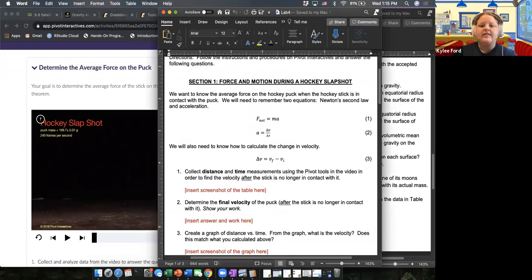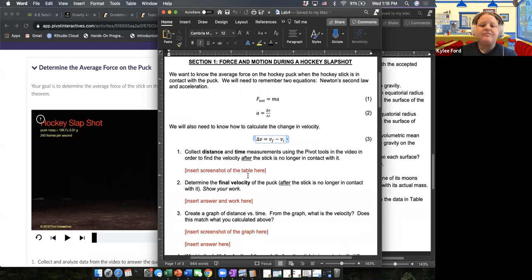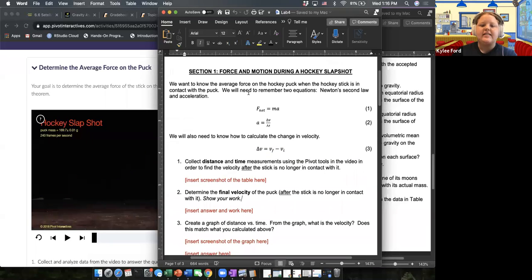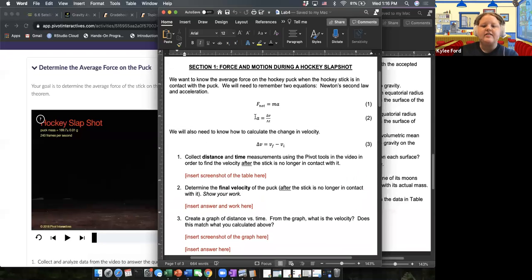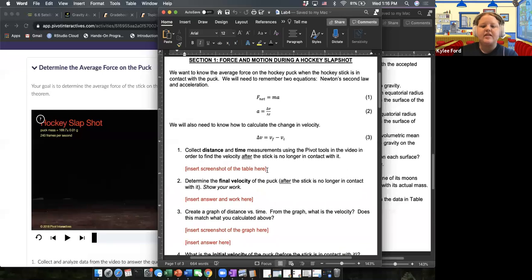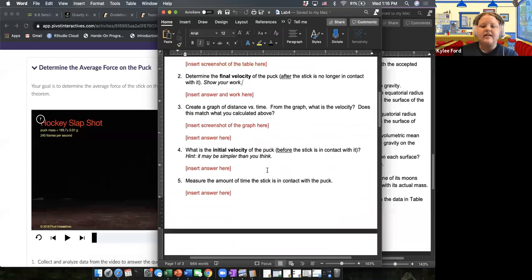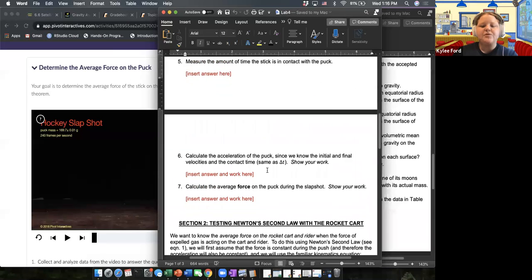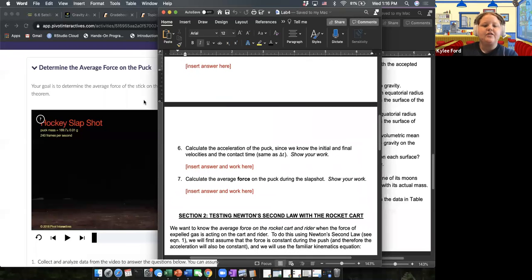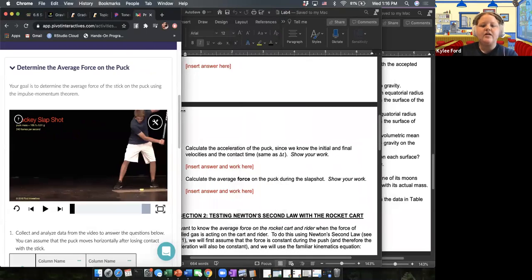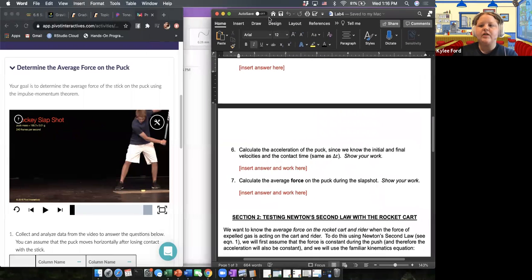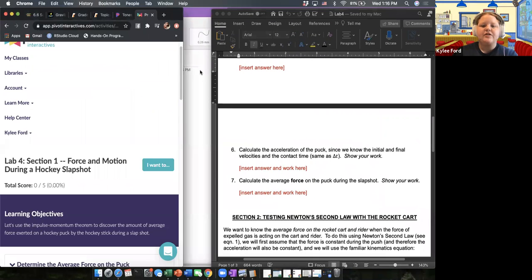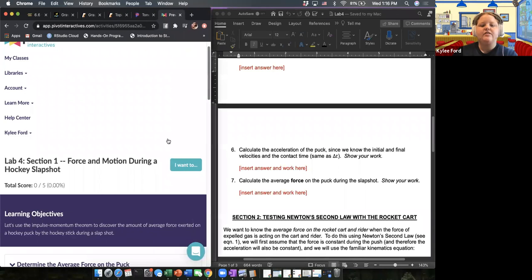first this force in motion during a hockey puck slap shot, is what it's called. And you're just going to be using this idea of force equals mass times acceleration, finding your acceleration, and just going through that. It's spelled out pretty nicely, so it shouldn't be too difficult to go through. And again, remember that my questions are going to be different than what's on Pivot, so just watch out for that.